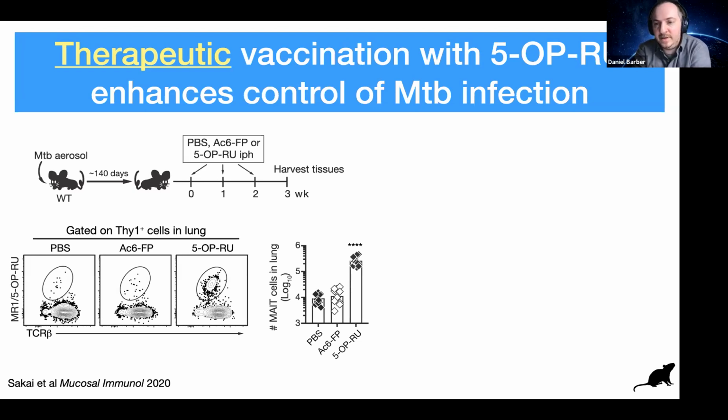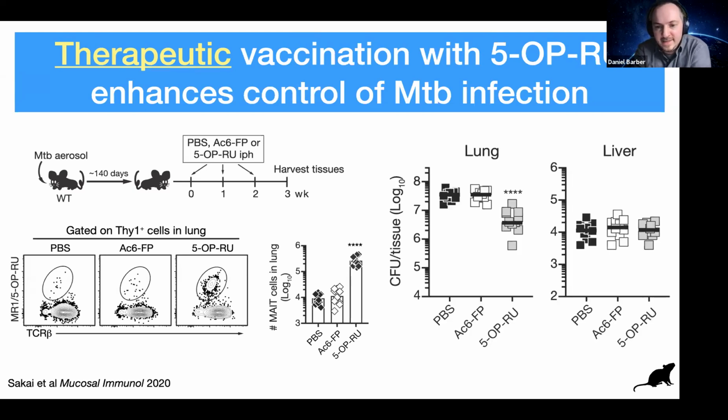Just instilling 5-OPRU into the lungs of a chronically infected mouse led to a pretty large expansion of MAIT cells, similar to vaccinating with adjuvant in a naive mouse. And surprisingly, that led to a substantial reduction in bacterial loads 3 weeks after treatment in the lungs. It was relatively specific to lungs. We really didn't see the effect in the liver. And this really surprised us because this is at a really late time point where the reduction in CFU is not because they continued to grow in the control animals and just didn't grow. This is a bona fide microbicidal effect, we're pretty certain.